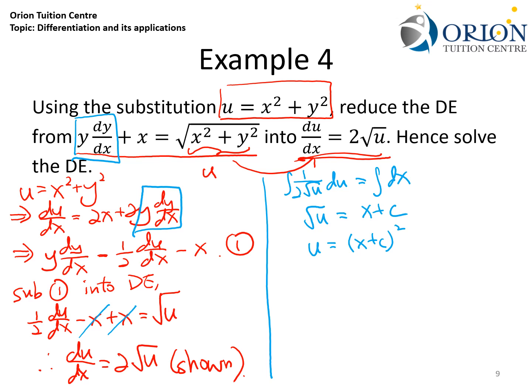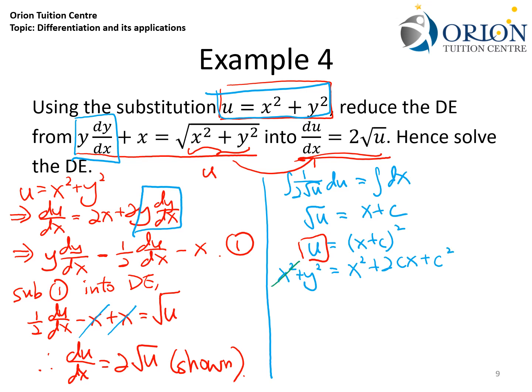Now, take note that u is a variable that we have introduced through a substitution, and the original variables are x and y. Therefore, I cannot simply stop my solution over here, but instead, I have to change it back into in terms of x and y. Therefore, this becomes x squared plus y squared for u, since we know that u equals x squared plus y squared. It will be equal to x squared plus 2cx plus c squared.